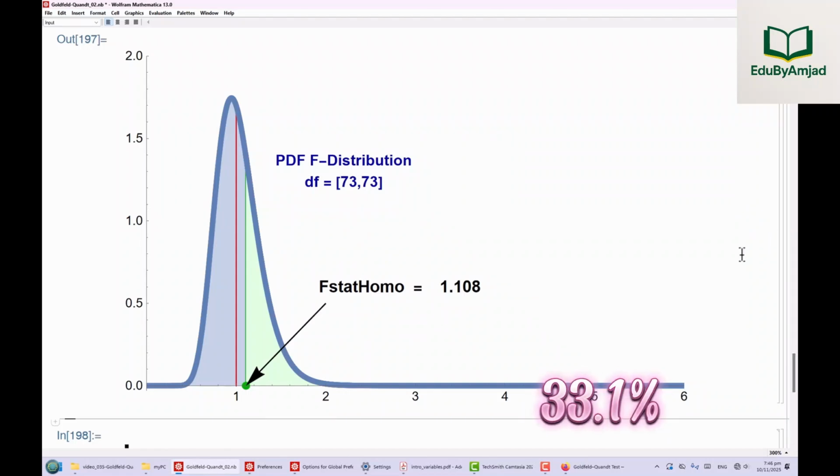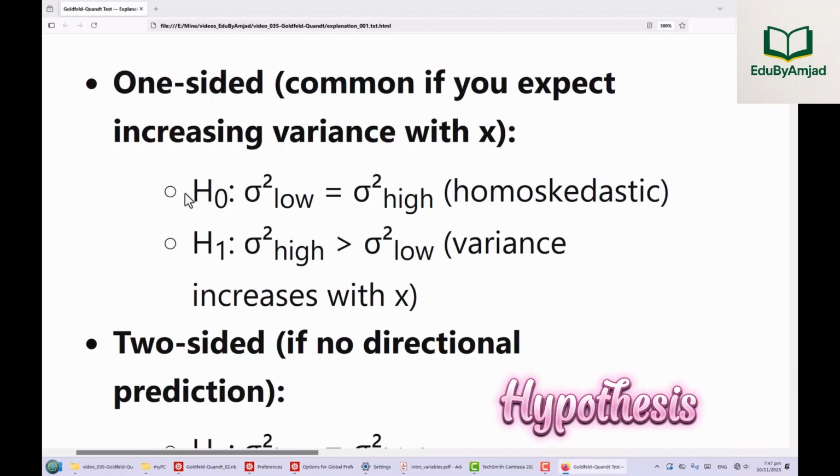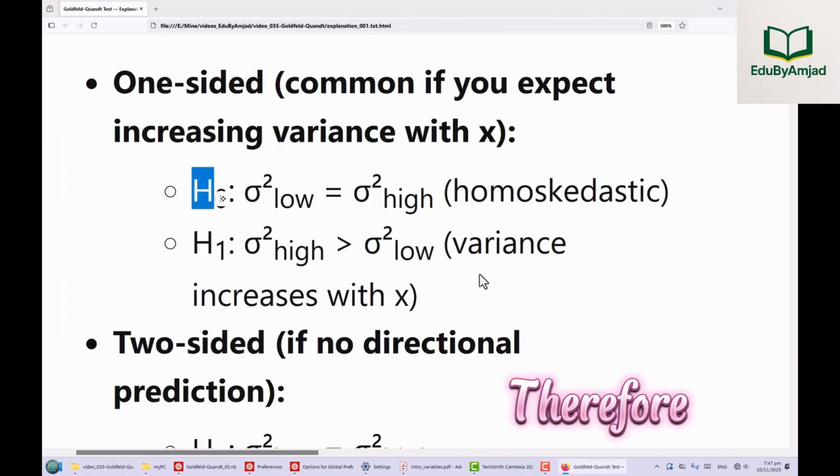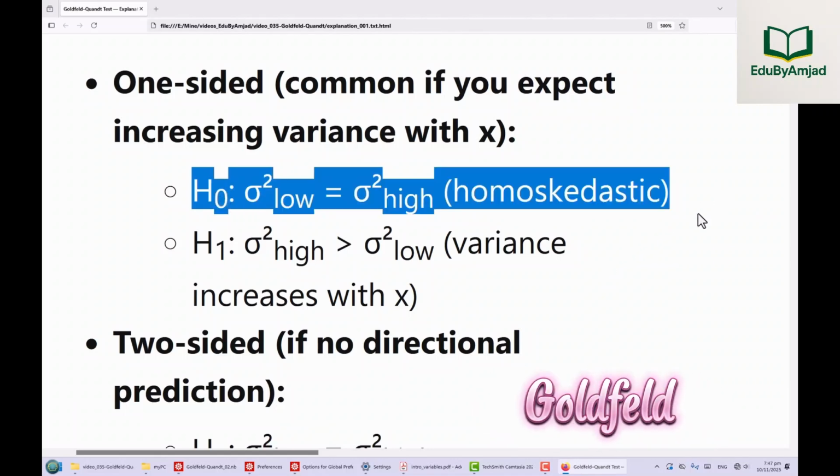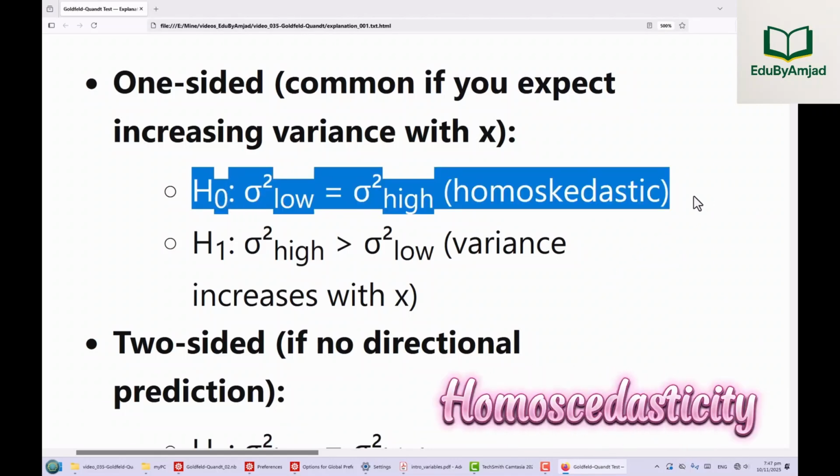Since a 33.1% chance of committing a statistical error, if we reject the null hypothesis, is quite high, we therefore do not reject the null hypothesis of the Goldfeld-Quandt test. We can safely conclude that y-homo exhibits homoskedasticity.